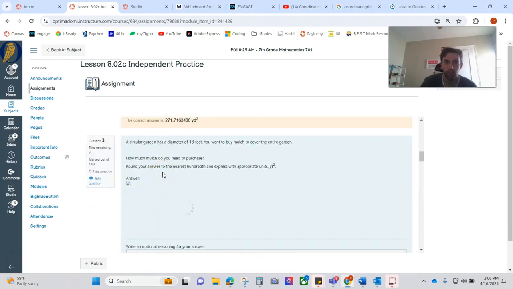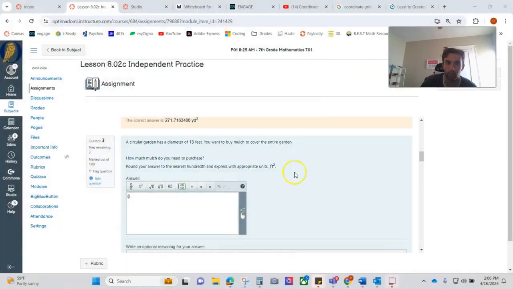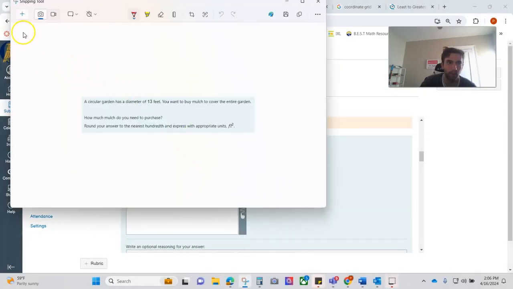Question 3. A circular garden has a diameter of 13 feet. I want to buy mulch to cover the entire garden. How much mulch do I need to purchase? The area formula for a circle is area equals pi times radius squared, or if we were to rewrite that in a more expanded way, pi times radius times radius, because radius squared is the same as radius times radius. Radius times itself twice.